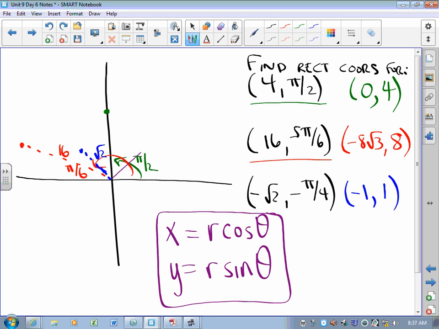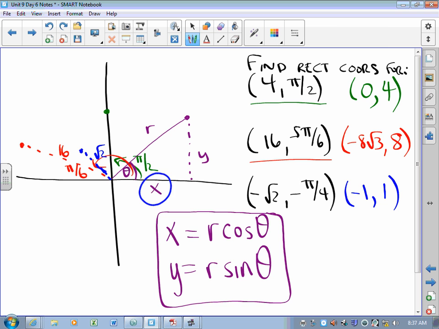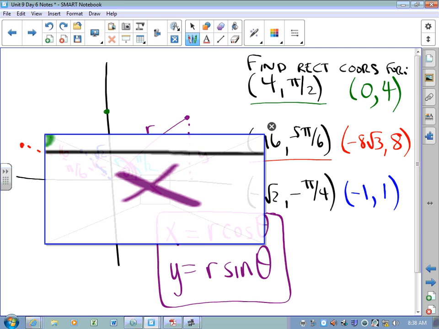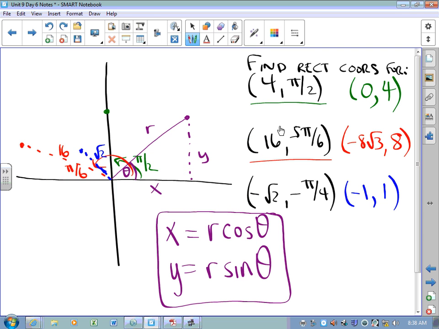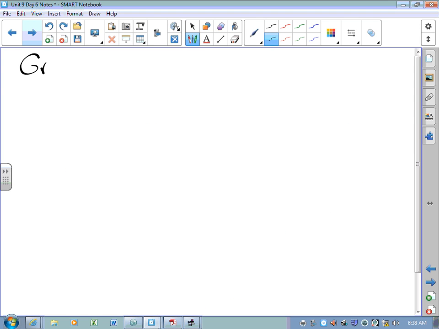Why does that work? Well, we take the generic point, x, y, theta, r. If you know that picture, then you know when I'm looking for this right here, how do I get that? Well, x over r is cosine theta, so a little cross multiplication gets me what I want, and similarly for y. So there are some graphs that you ought to know about.